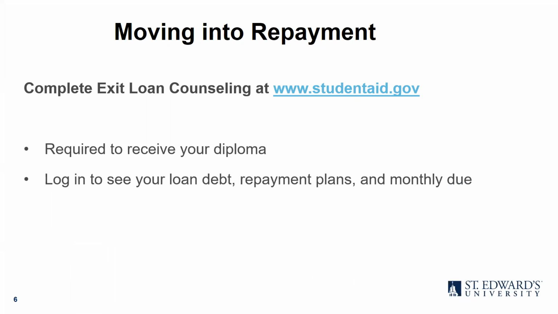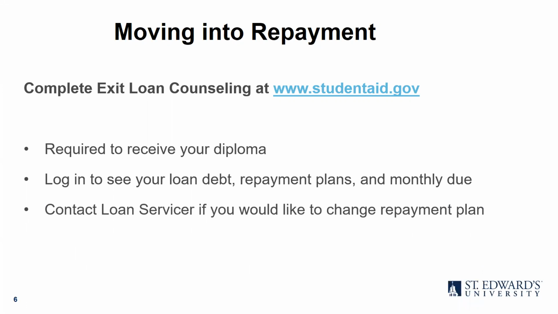You log into your exit loan counseling portal using your Federal Student Aid ID, your FSA ID. That way you will see your individual loan debt. This is not a hypothetical. You're going to see your loan debt, the repayment plans. If you pick the standard, what is that going to look like monthly? What is your interest going to be? So you can figure out which one is a better fit for you.